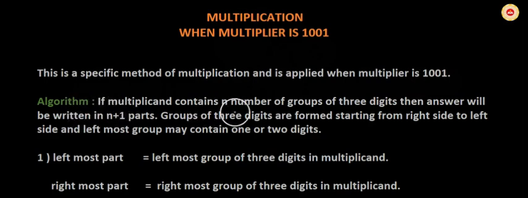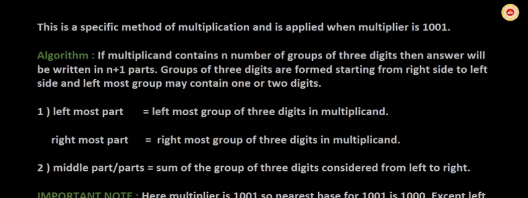If multiplicand contains n number of groups of 3 digits, then the answer will be written in n plus 1 parts. Groups of 3 digits are formed starting from right side to left side, and the leftmost group may contain 1 or 2 digits. See, let us understand it first.